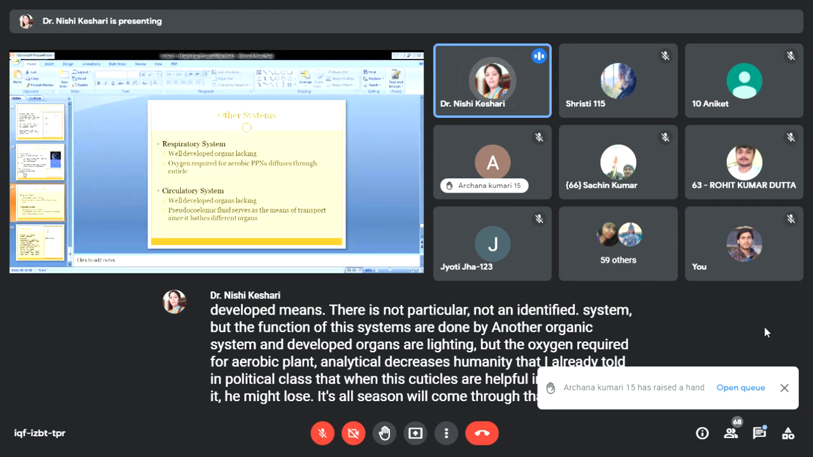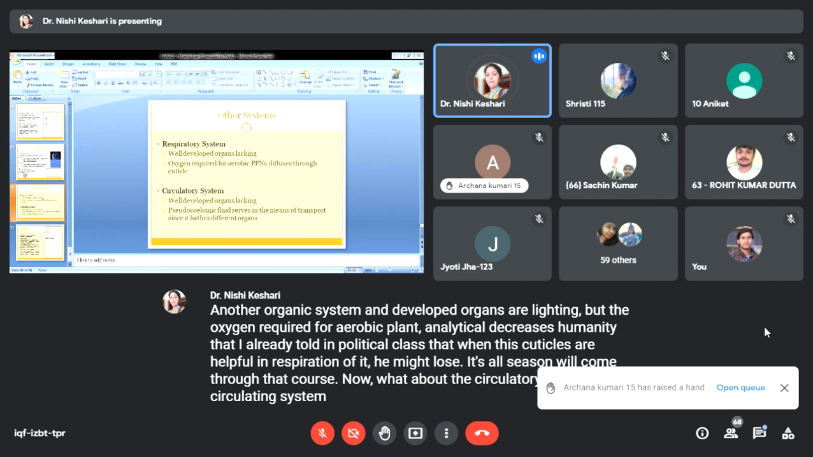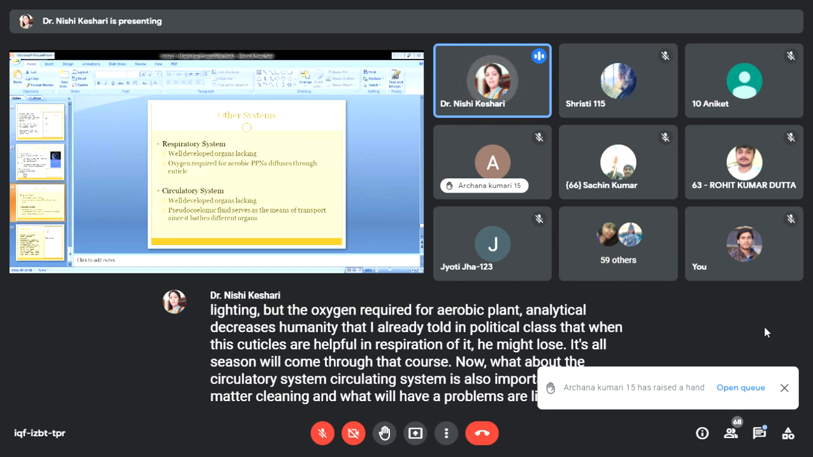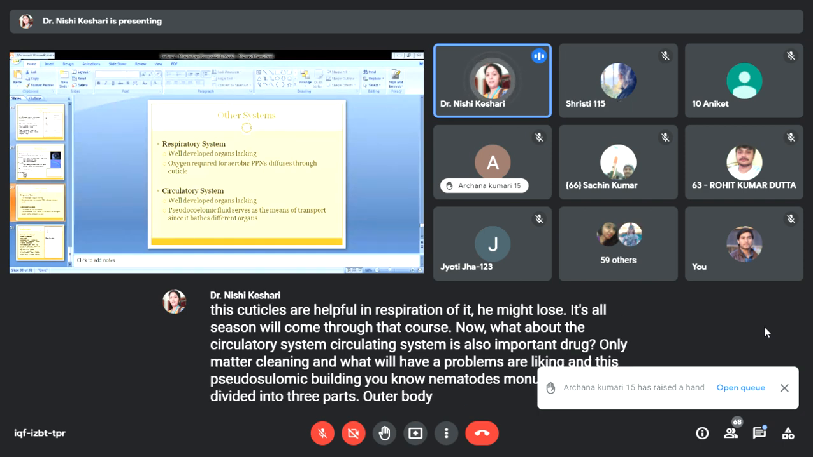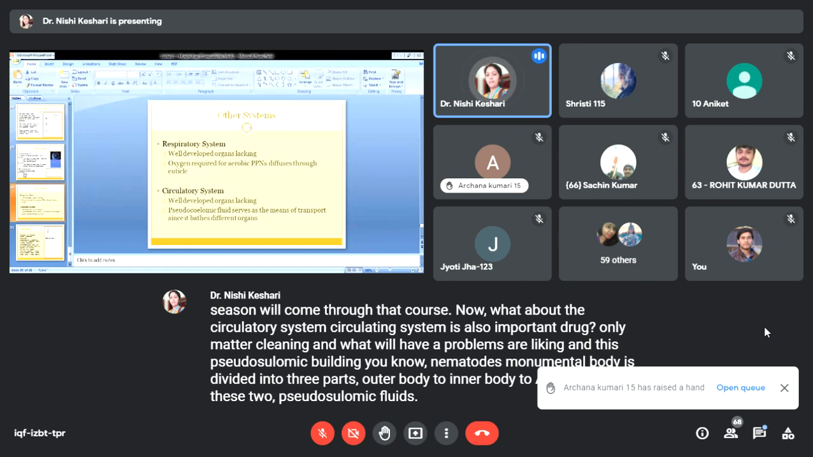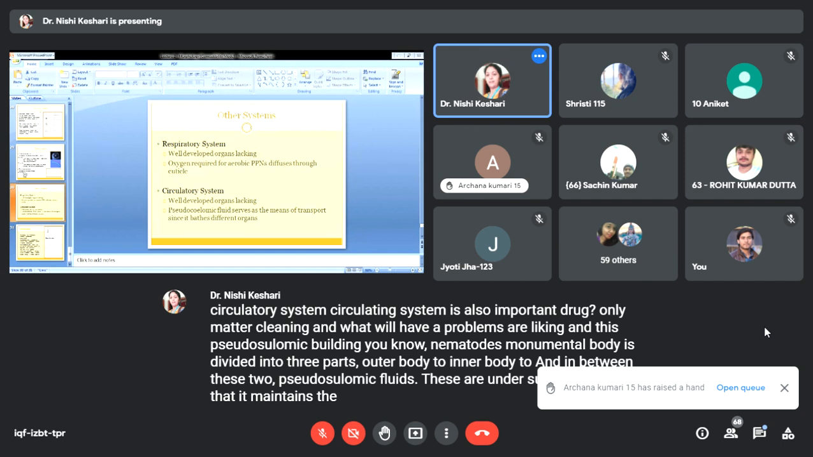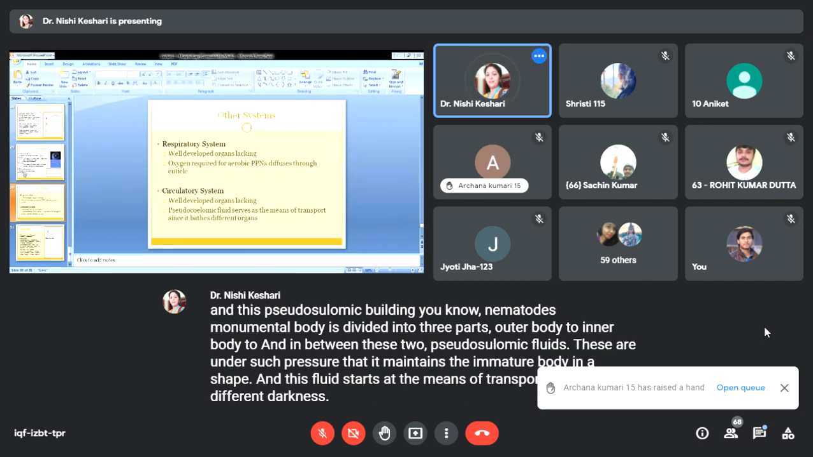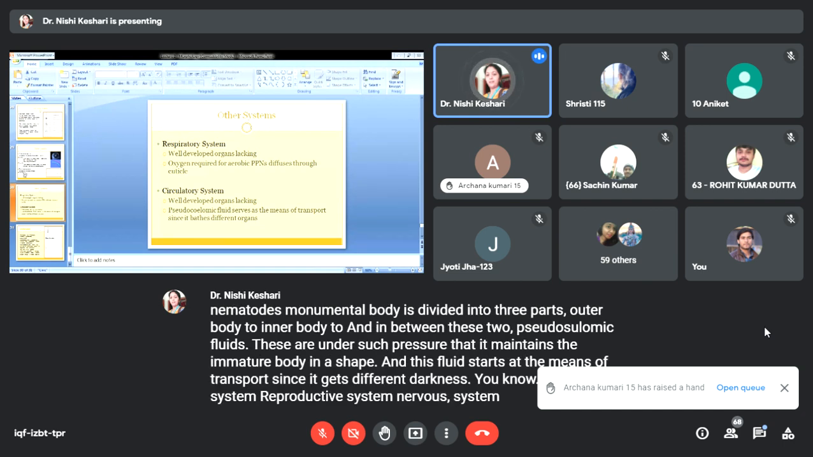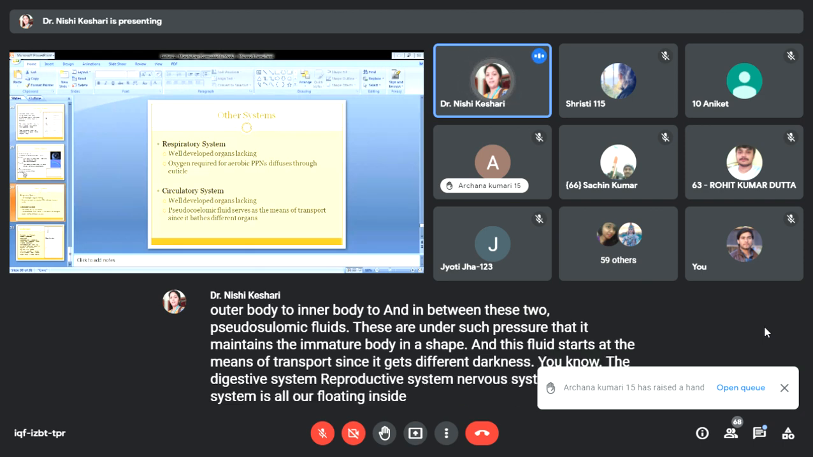Now, what about the circulatory system? Circulatory system is also important for nematode living, but well developed organs are lacking. And this pseudocoelomic fluid, you know, the nematode body is divided into 3 parts: outer body tube, inner body tube, and in between these 2, pseudocoelomic fluid, which is under such pressure that it maintains the nematode body shape. And this fluid serves as the means of transport since it bathes different organs. You know, the digestive system, reproductive system, nervous system, excretory system, these all are floating inside this pseudocoelomic fluid.